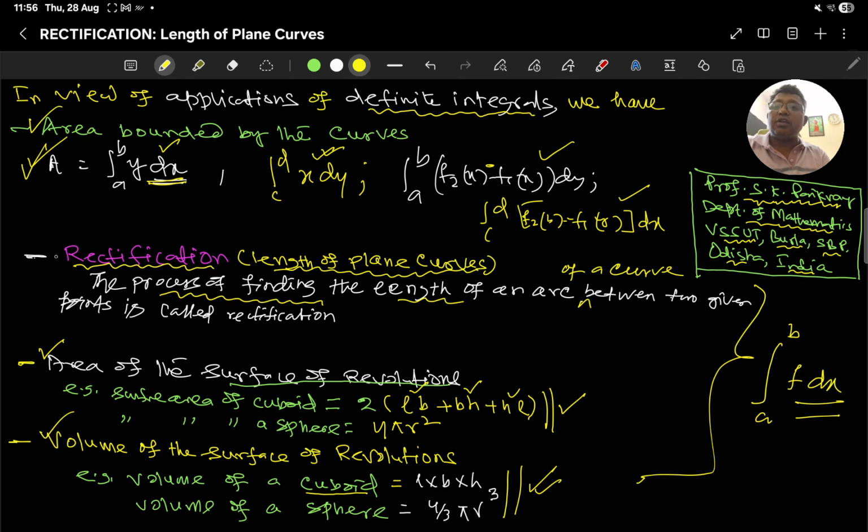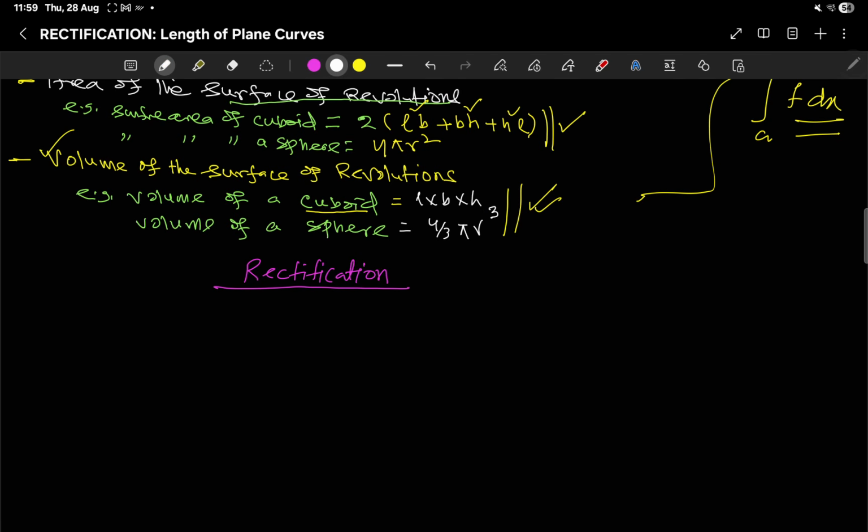So let me discuss the details about the rectification in this lecture, followed by 2 more lectures on area and the volume of surface of revolutions, okay. Now coming to the rectification, you are given a curve C. We are asked to find the length of the curve in between A and B. This length we need to find, right? So this is my rectification.